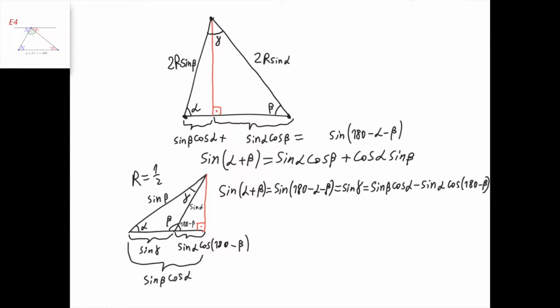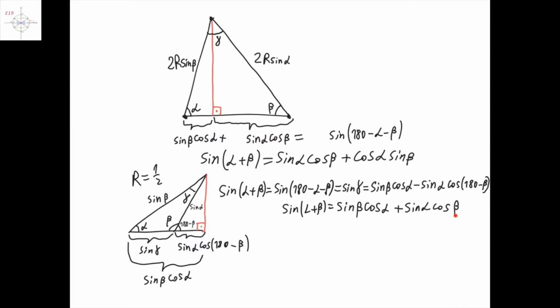But sine of gamma equals sine of 180 minus alpha minus beta, which equals sine of alpha plus beta. And finally, we know that cosine of 180 minus beta equals minus cosine of beta. So this minus is going to become plus, and this cosine of 180 minus beta is going to become cosine of beta. And then sine of alpha plus beta equals sine of beta cosine of alpha plus sine of alpha cosine of beta, which is exactly the same formula as here, but right now beta is an obtuse angle.